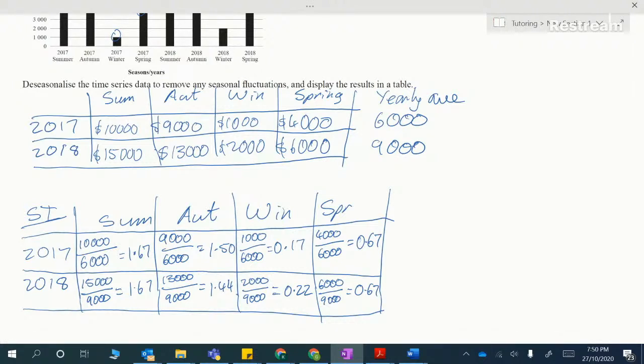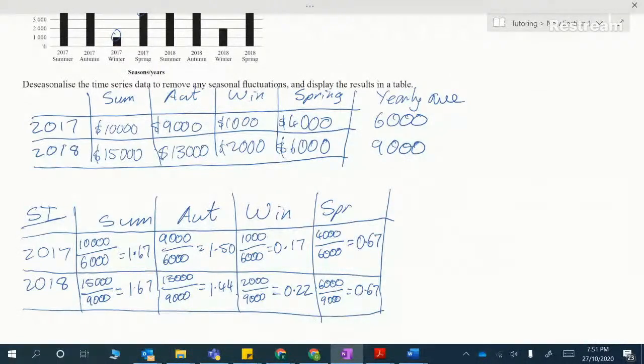Okay, so there's my table so far. Now, things that you should notice is numbers that are below the yearly average, like winter here is far below average. You can see that on the graph. So you'll see that it has a seasonal index that's less than one, whereas a number that's well above average will have a number that's greater than one. So that clues you in and lets you know that you're doing the right thing. Because if you forget whether you need to multiply or divide and which one goes on top, that's how you can figure it out. If the number is below average, you're going to end up with a small number that's less than one.